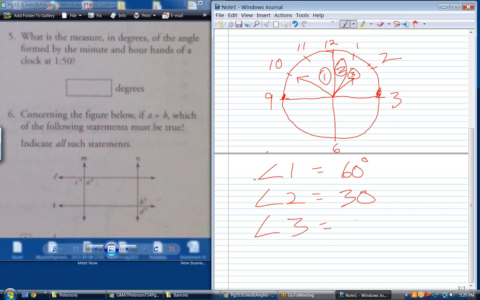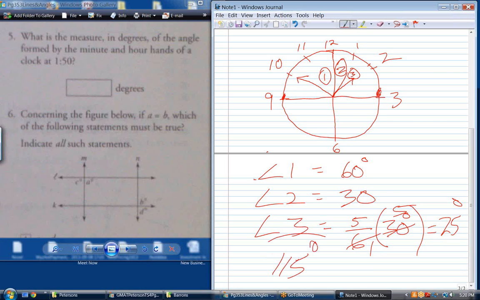So angle 3 must be 5/6 times 30 degrees. That's 25. So the sum of the 3 angles, 115. That's the way to do it.